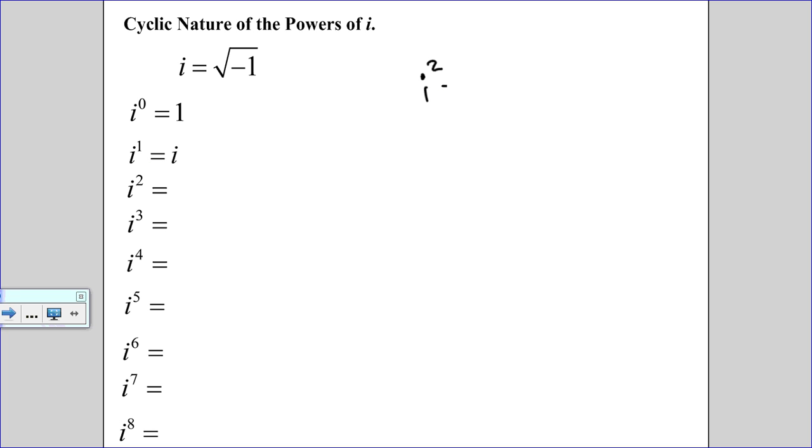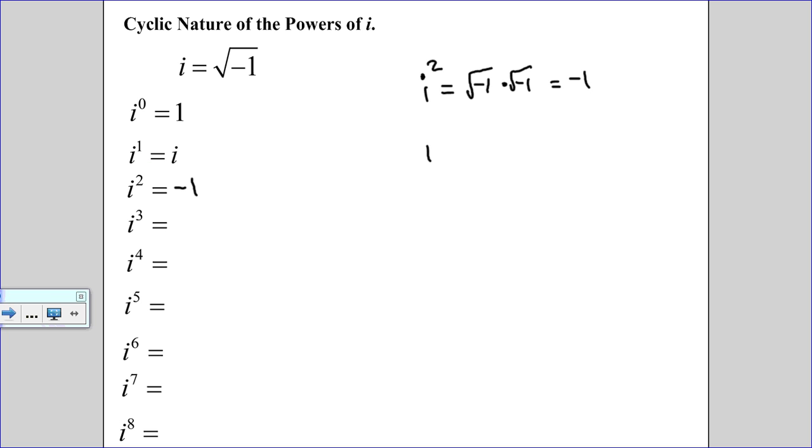Now, what would i squared be? Well, think about it. i is the square root of -1. So i squared is the square root of -1 multiplied by the square root of -1. So what happens when you square a radical? You lose the radical. So i squared is -1.